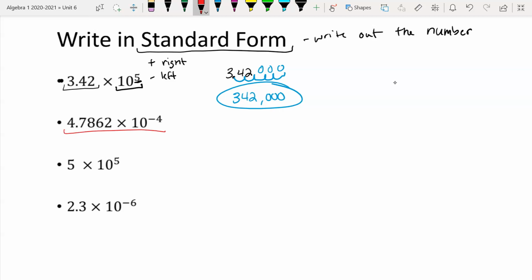So vice versa, a negative exponent, I'm going to go to the left. So I'm going to take my number that I have, my coefficient out front, and it says -4, so I move it 4 to the left. 1, 2, 3, 4. There's a decimal there now. So my answer is 0.0001230 and then 7862.